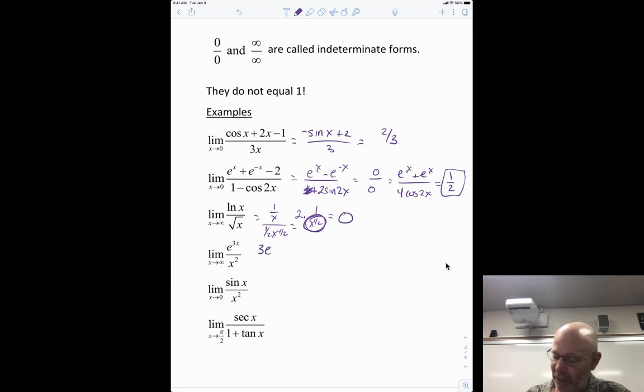Take the derivative, 3e to the 3x over 2x. It's still infinity over infinity. Another derivative, 9e to the 3x over 2. This time all your infinities are on the top. So this one's going to be infinity.